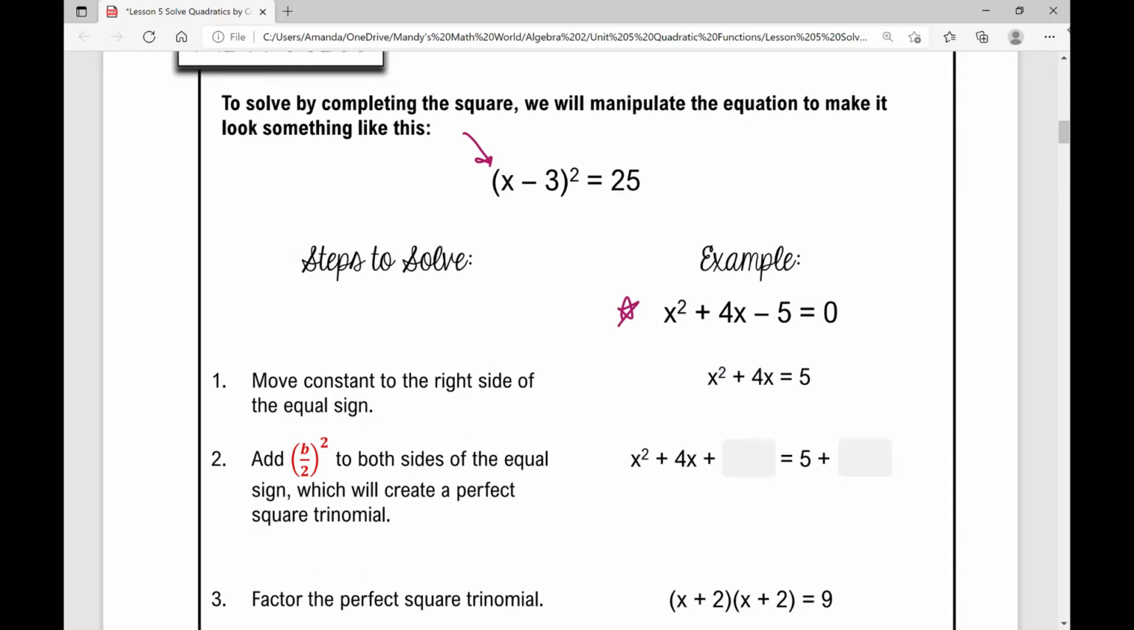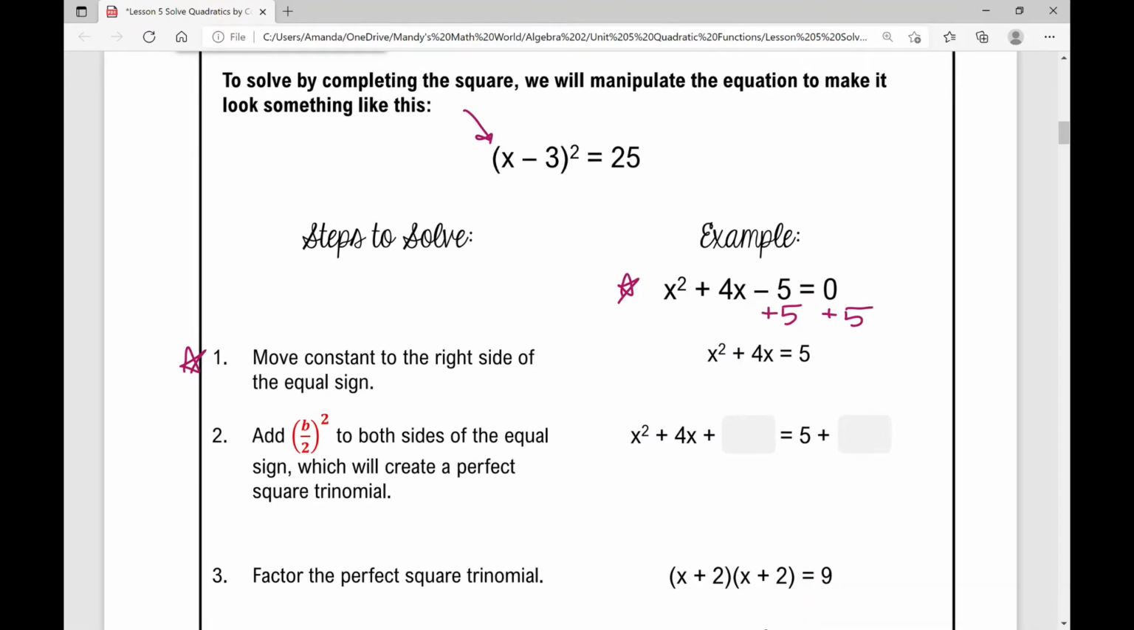The first thing that you're going to do is move the constant to the right side of the equal sign. So how do I do that? I add 5 to both sides and I get x squared plus 4x equals 5. Then in order to create your perfect square trinomial on the left side of this equal sign, you're going to add b over 2 squared to both sides. And the reason you're going to add it to both sides is because in order for this equation to stay balanced, what you add to the right side or the left side, you have to add to the other.